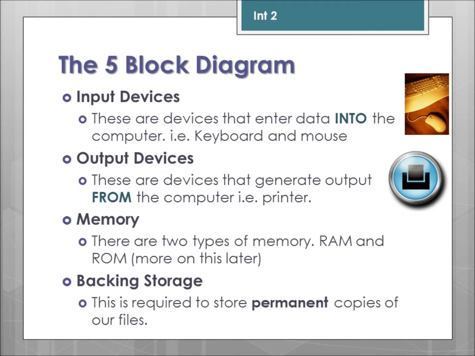But just to summarise that again, we've got the input devices, which are devices that enter data into the computer, i.e. keyboard and mouse. Output devices, these are devices that generate output from the computer. Memory, the two main types being RAM and ROM, but more on this later on in the section. And backing storage, we require this to store permanent copies of our files. Without this, you would have to re-enter data every single time.